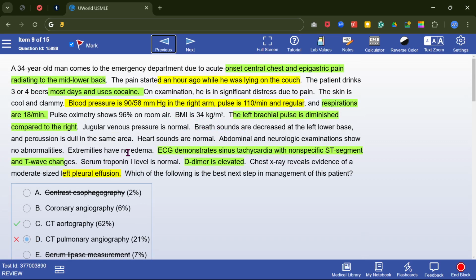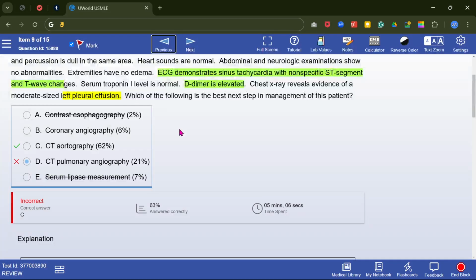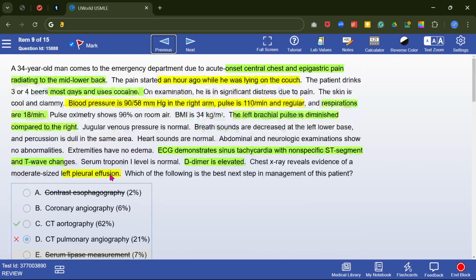If the patient is hemodynamically stable, go for CT angiogram. If hemodynamically unstable, go for transesophageal echo. This patient has acute onset central chest or epigastric pain, or radiating to the mid lower back. The pain started an hour ago while he was lying on the couch.